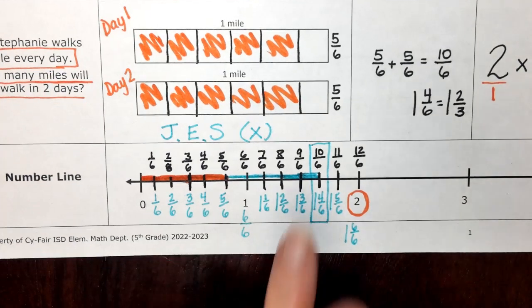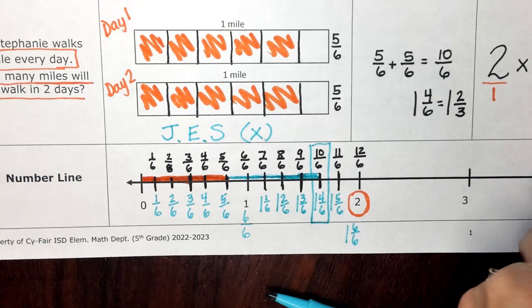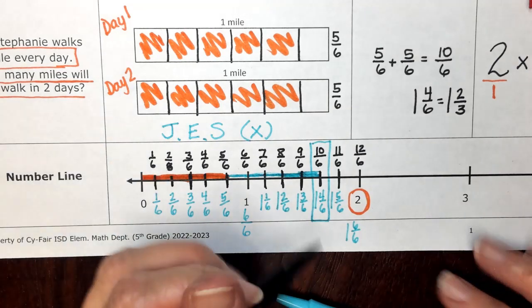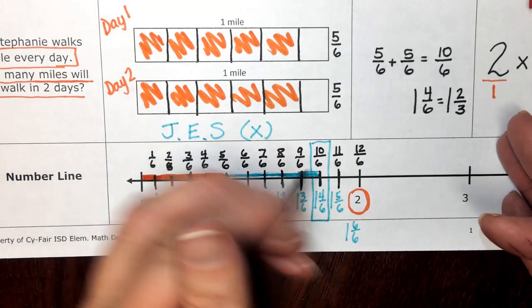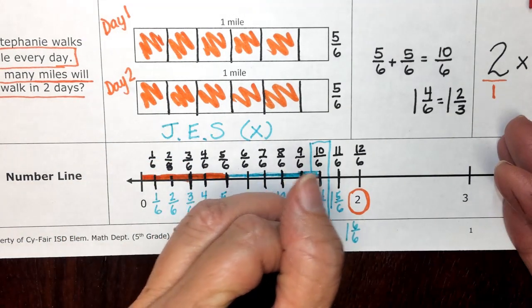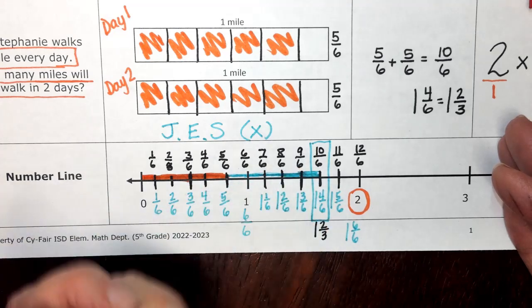And then of course, if we think about cutting this down even more into thirds, we know 1 and 2 thirds is the same as 1 and 4/6.